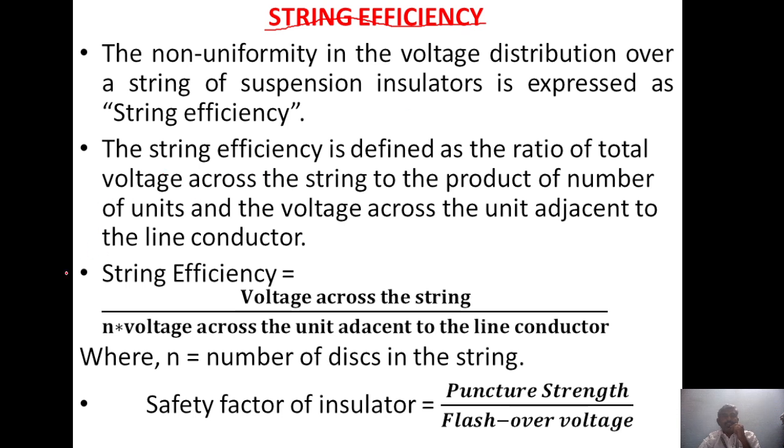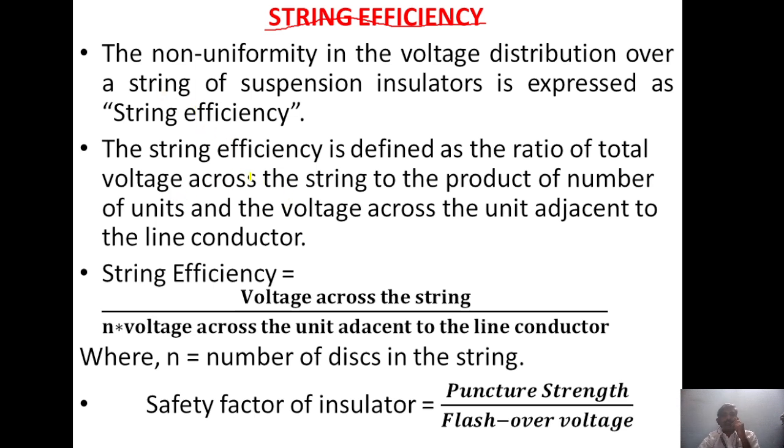Usually we should all know that the voltage distribution across each disk of a suspension insulator string is not the same. There is a different voltage for each disk. The disk nearest to the live wire has more potential than the disks far away from the live wire.